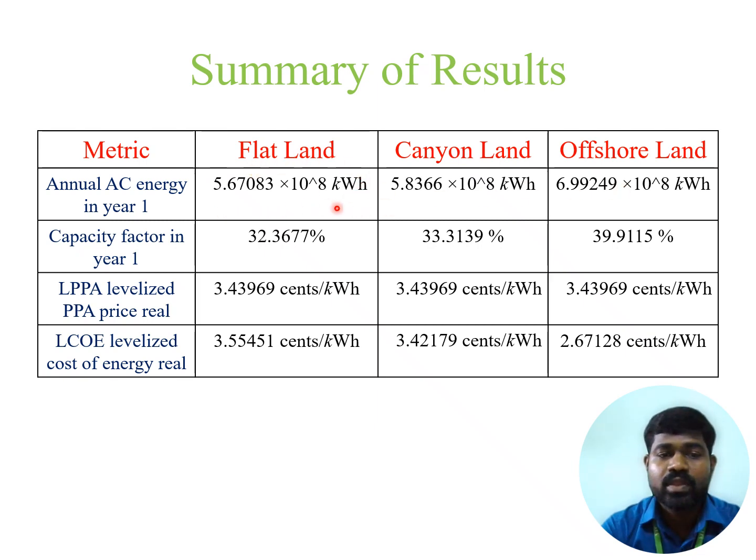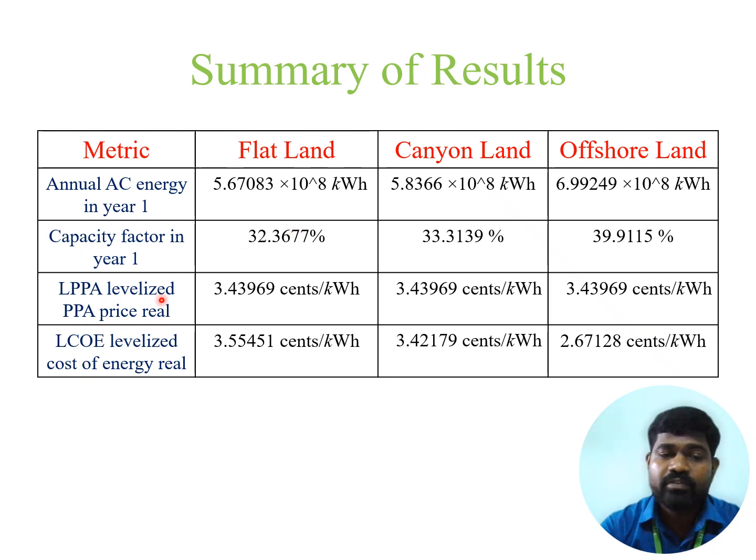Compare the three lands. Next, capacity factor. Capacity factor ranges from 0 to 100 percent and depends upon the generator size. The capacity factor in flat land is 32.3677 percent, and the hilly land capacity factor is 33.313339 percent, and offshore land capacity factor is 39.9115 percent. The maximum capacity factor is offshore land and the minimum capacity factor is 32.3677 percent for flat land.